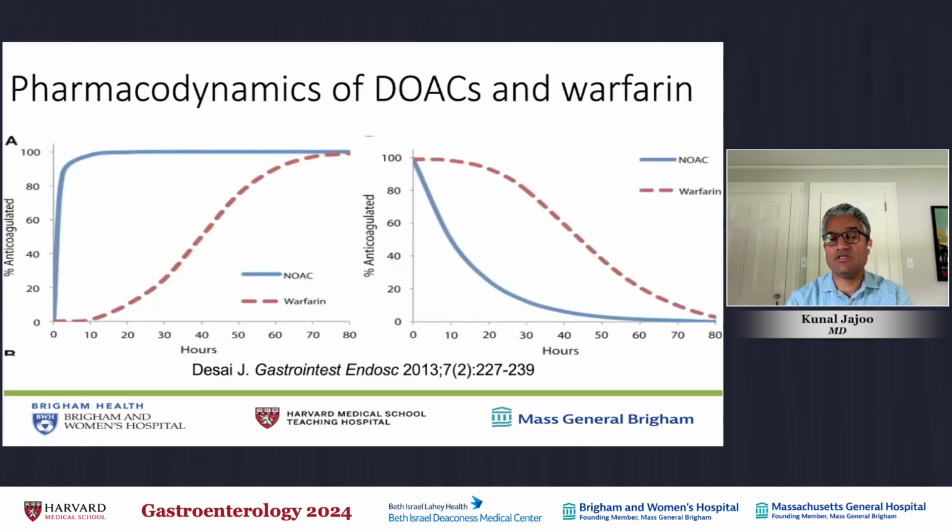The pharmacodynamics show a very quick onset of action after starting these medications, in blue here, as compared to warfarin, which, as we know, has a very slow onset of action. And then on stopping these medications, there is prompt resumption of normal coagulation parameters 24 to 48 hours later, whereas, as we know, warfarin is a much slower normalization.